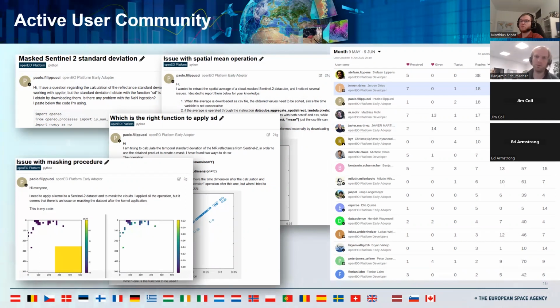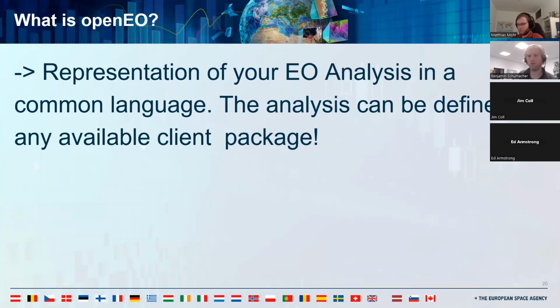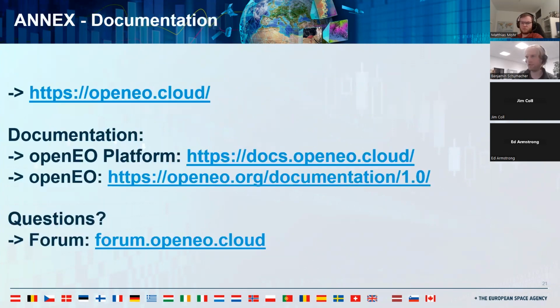In general, we use for authentication the European Grid Infrastructure technology from EGI. EGI stands for European Grid Infrastructure. So there is a single sign-on that you can use with your Google account, with your GitHub account, and so on. I have elaborated on that already. There is some documentation, and the forum is also available on forum.openeo.cloud.